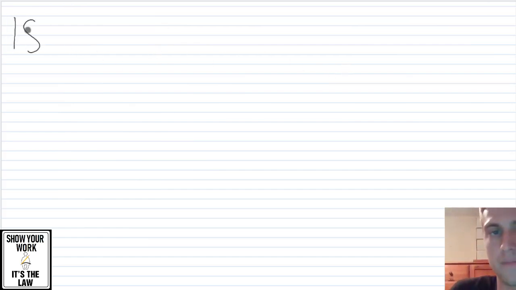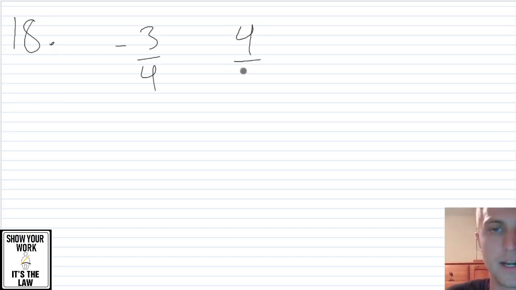All right, for questions 17 through 20, we have to find the negative reciprocal of the number. For 18, they give us negative 3 over 4. What's the reciprocal? It just means we flip the fraction. So instead of 3 over 4, we have 4 over 3. And the negative reciprocal, meaning negative, means flip the sign. So instead of being negative, it's now positive. So we're actually done in this case.